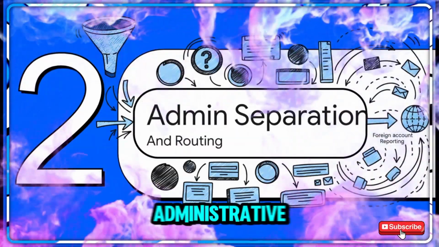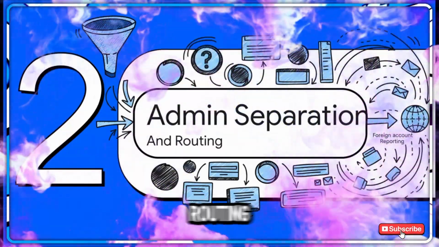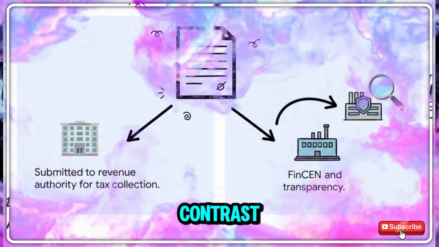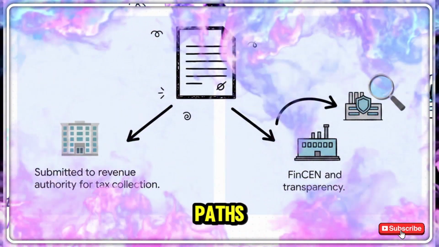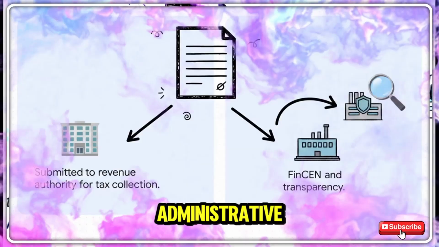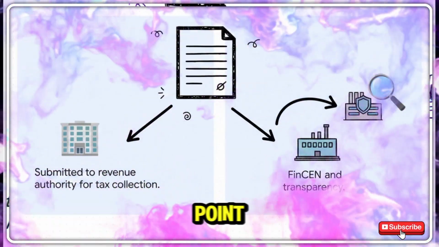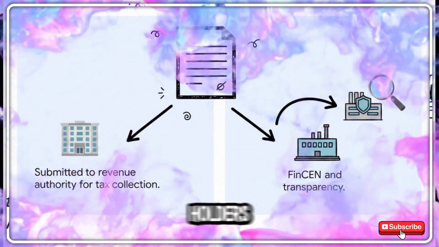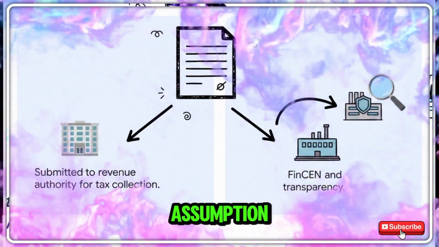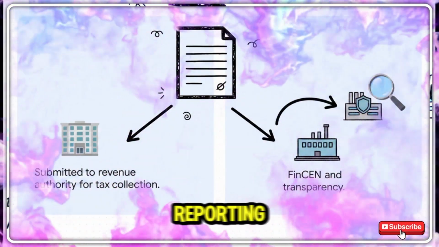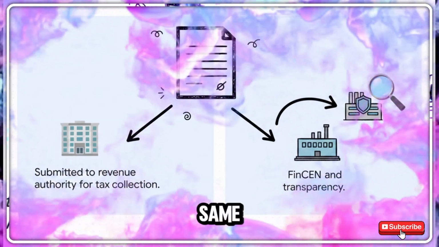Section 2, Administrative Separation and Routing. Let's contrast these two distinct reporting paths because mixing up these administrative routes is a massive primary point of failure for many global asset holders. The implicit assumption is that all your government financial reporting just goes into the exact same filing cabinet.